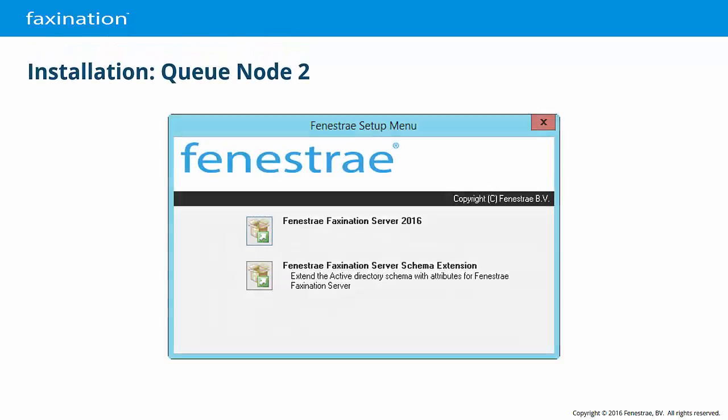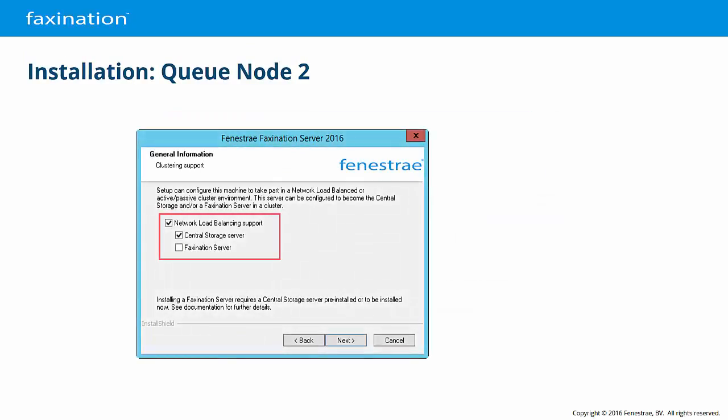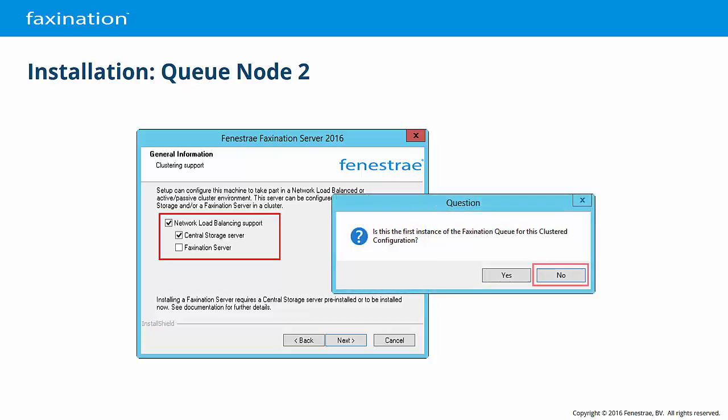Now we're on Q Node 2, and we're going to repeat the same process again with the following changes. Enable network load balancing, enable central storage, and disable Faxination server. Click Next. Is this the first instance of the Faxination queue for this clustered configuration? This time, we click No.